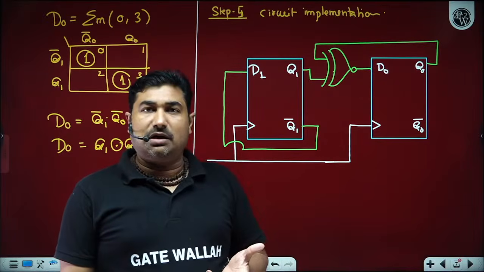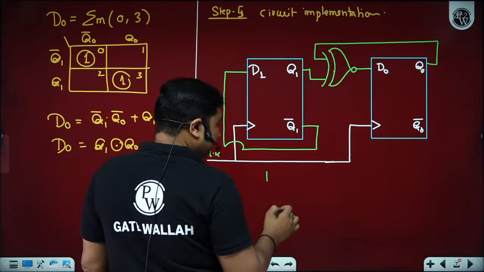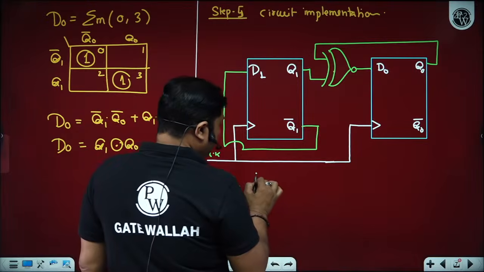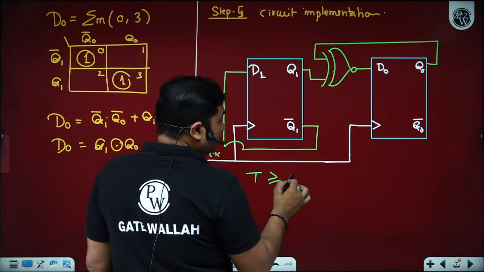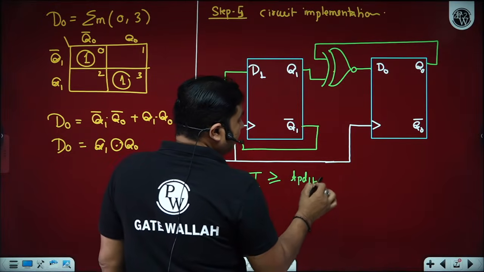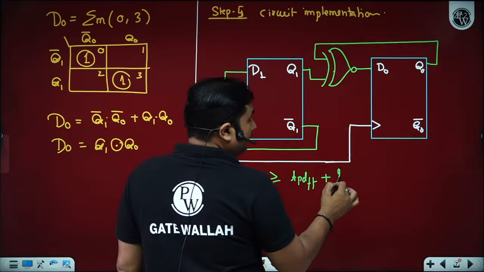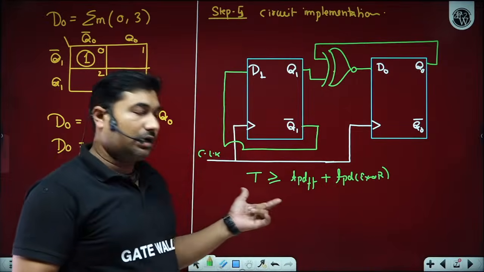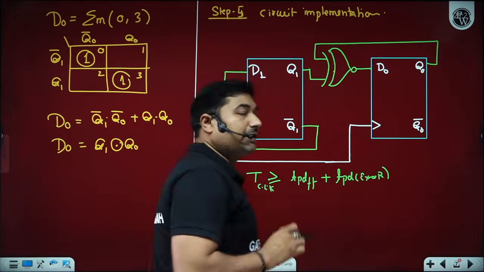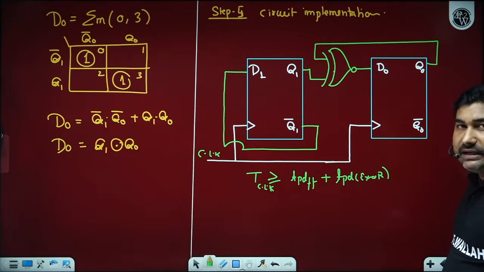If the time period of the clock is greater than or equal to TPDFF, where TPDFF is the propagation delay of the flip-flop, both are identical flip-flops, okay, and TPD of the XOR gate. So if you give that much time period of the clock, then satisfactory operation of this particular circuit happens. How many of you are now able to understand up to this part?